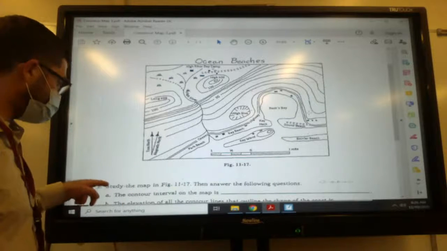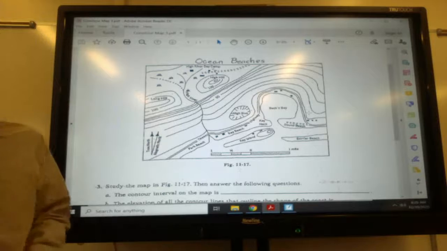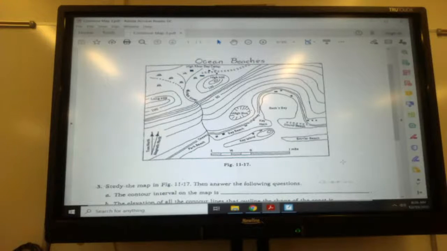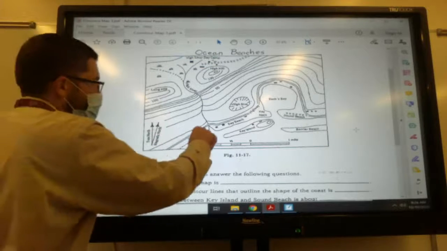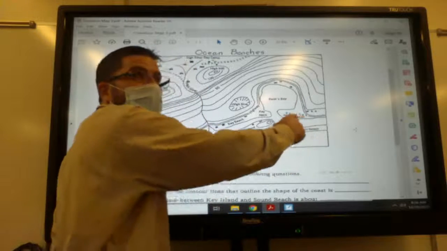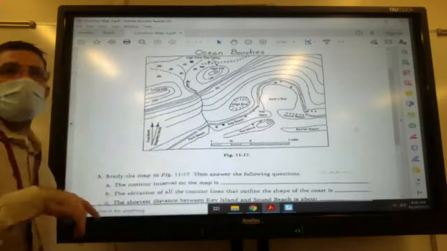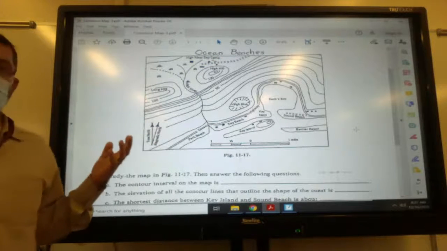Good. The next question. All right, so it's asking you, what is the elevation of all the contour lines that outline the coast? What is the elevation of that line that outlines the coast? Remember, the coast is surrounded by water. So what would the elevation be? 0. It's at sea level. It would be 0. Good.